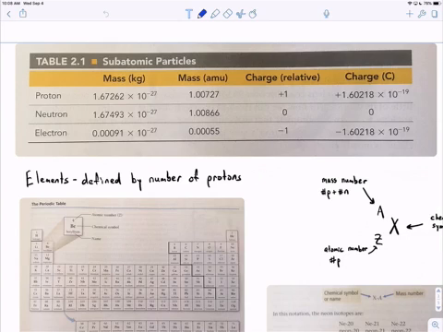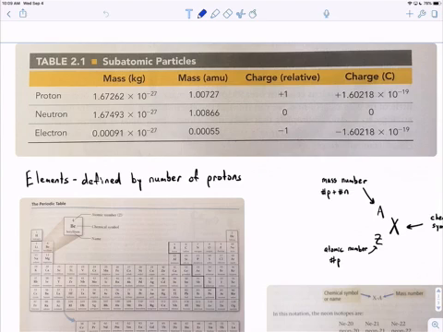So AMU is atomic mass units. Carbon-12 is said to have 12 AMUs. So it's relative to carbon-12 if you wonder where it comes from. And a couple things to note. A neutron is slightly more massive than a proton. And that is because if you let a neutron sit off by itself, it will undergo a process called beta decay, where it will shoot off an electron and become a proton and an electron. So neutrons are slightly more massive.